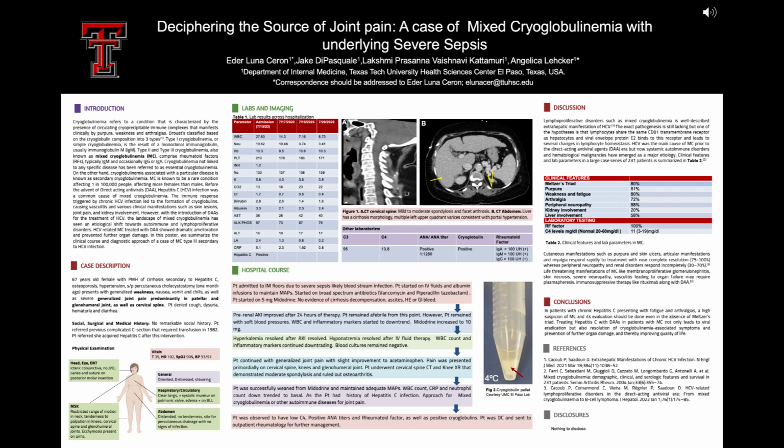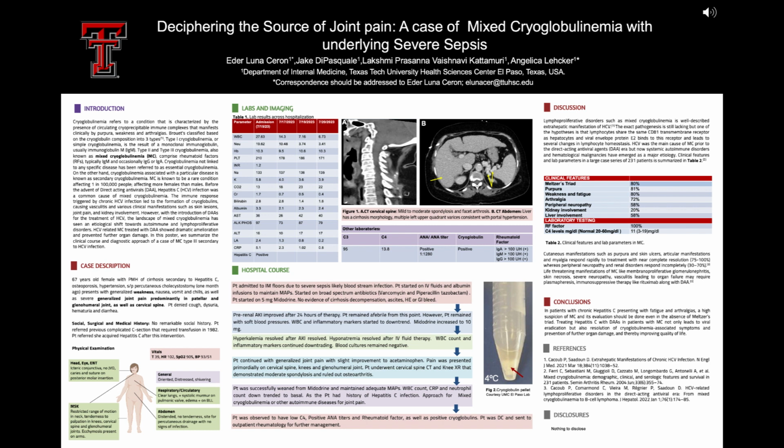In this clinical vignette, we present the case of a 67-year-old female with past medical history of cirrhosis secondary to hepatitis C, osteoporosis, hypertension, and status post-percutaneous cholecystostomy 1 month ago, who presented with generalized weakness, nausea, as well as severe generalized joint pain predominantly in patellar and glenohumeral joint as well as cervical spine.